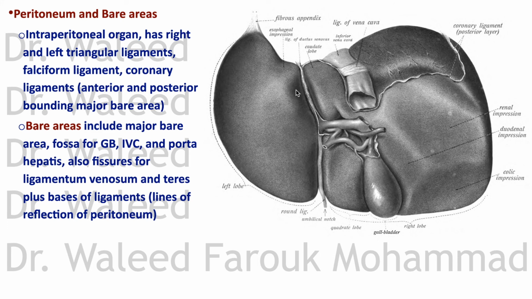For the ligaments of the liver, don't forget the falciform ligament at the front, the ligamentum teres, the ligamentum venosum, the left triangular ligament of liver, the right triangular ligament of liver, and the coronary ligament that consists of the anterior limb and posterior limb that meet in the right triangular ligament of the liver.